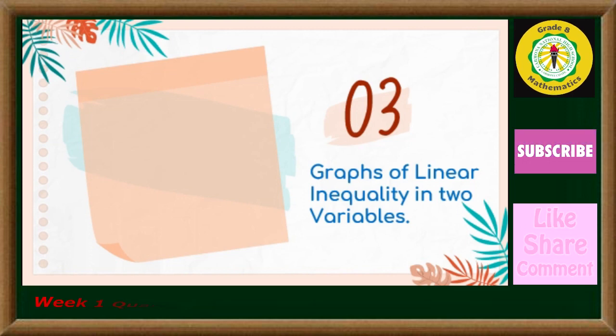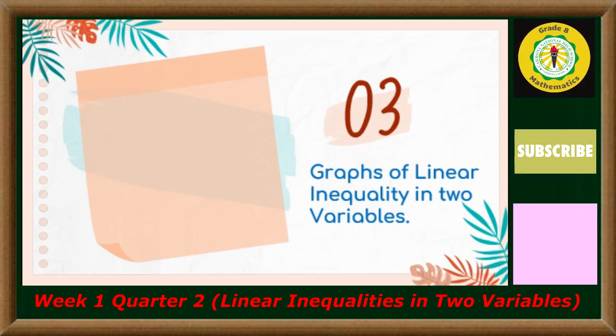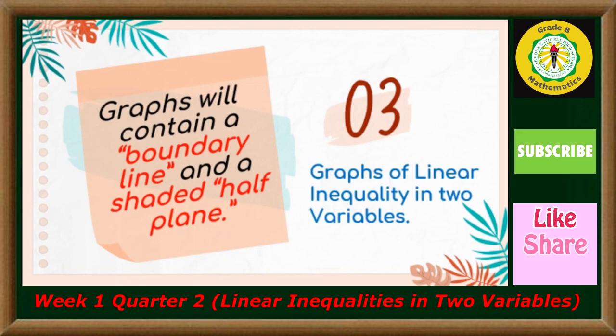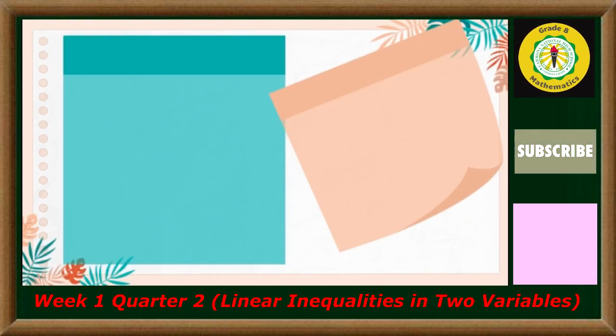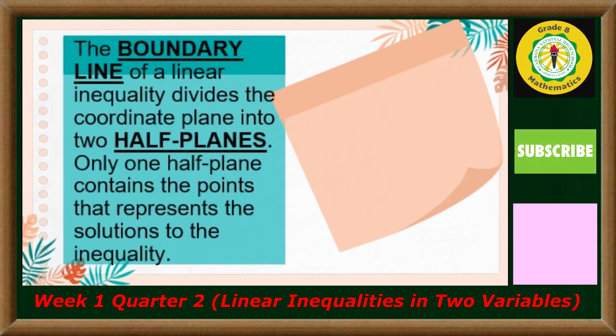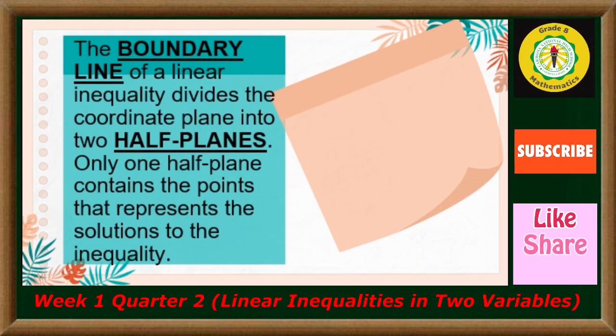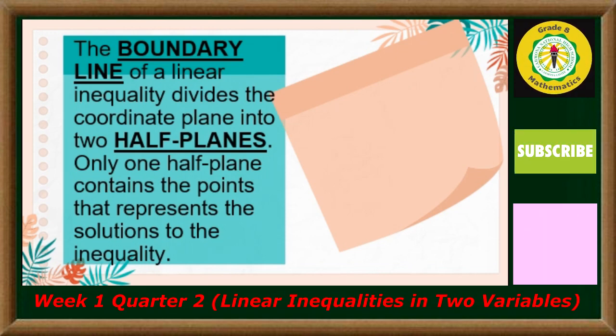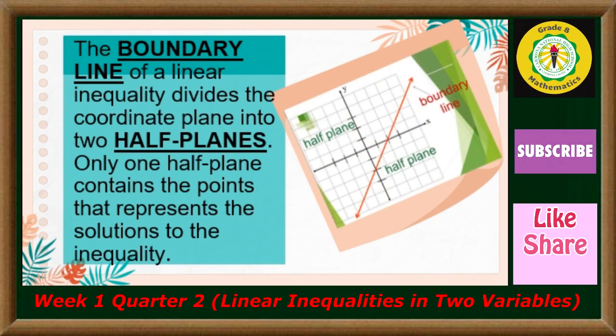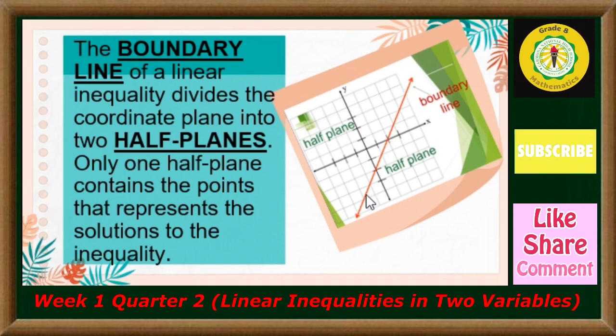Now let's tackle the graphs of linear inequality in two variables. So always remember, class, that graphs will contain a boundary line and a shaded half plane. The boundary line of a linear inequality divides the coordinate plane into two half planes. Only one half plane contains the points that represent the solutions to the inequality. So I have here an illustration. So this is the boundary line and the two half planes.